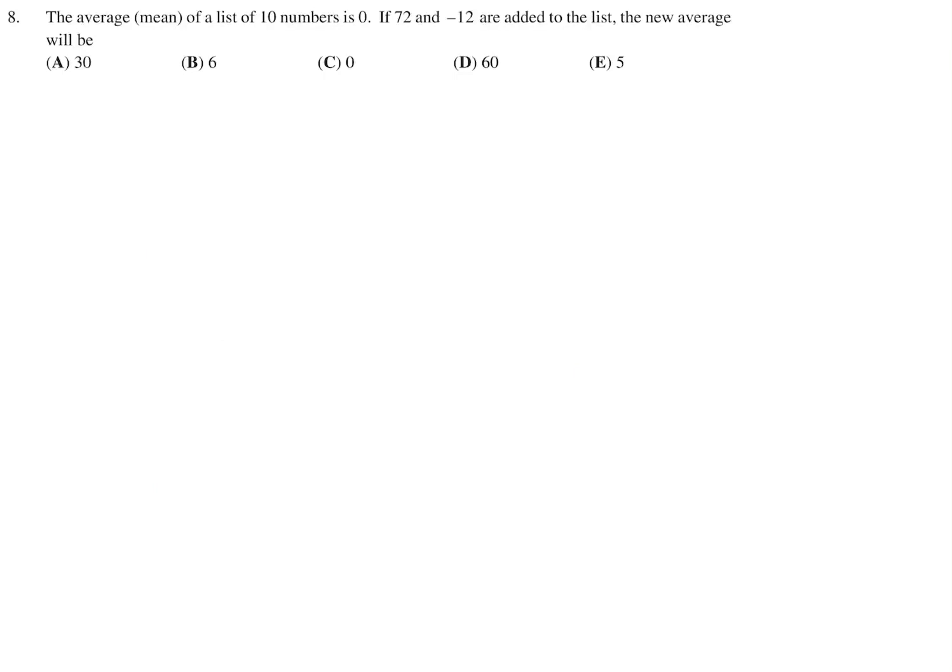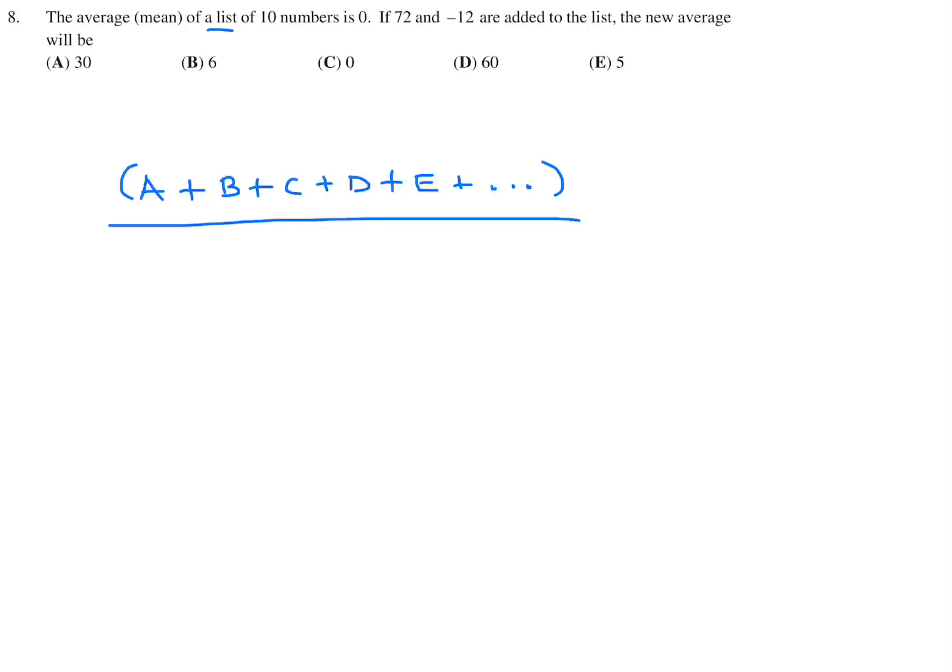The average or mean of a list of 10 numbers is 0. If 72 and -12 are added to the list, the new average will be. So they don't tell you how many numbers there are, they just tell you it's a list. So if the numbers are A, B, C, D, whole bunch of numbers, and so on, that average is equal to 0. But they do tell you that there's 10 numbers. So that means these 10 numbers divided by 10 is equal to 0. That this is representing the average or mean.